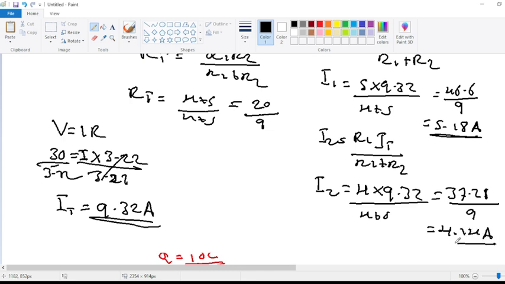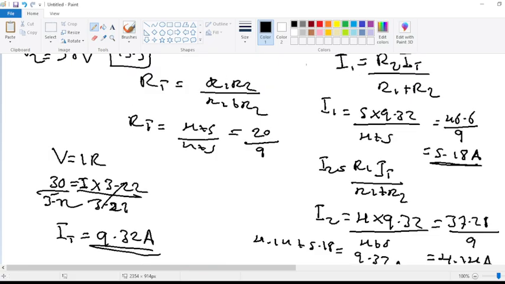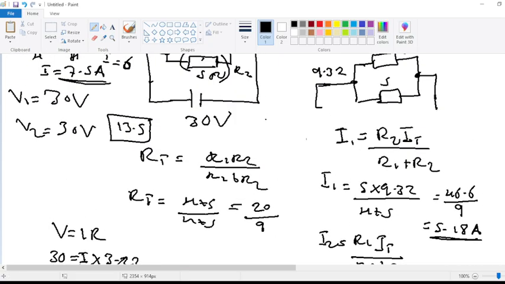amps. So if you add 4.14 amps and 5.18, you are going to have the current of 9.32 amps. This is the total current. So this is how you calculate when it comes to the circuit in parallel.